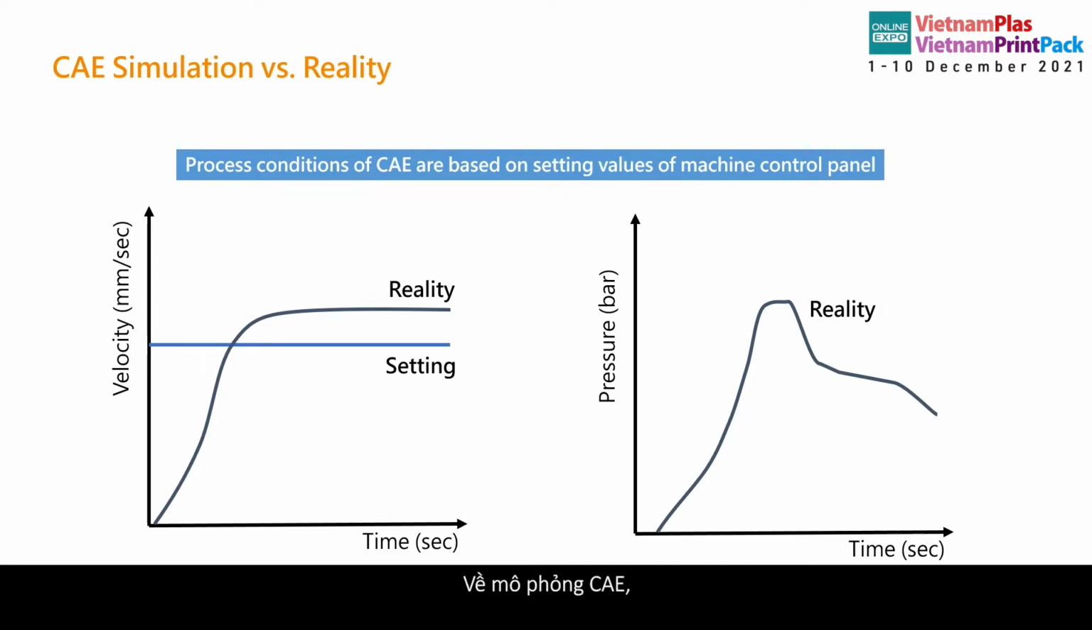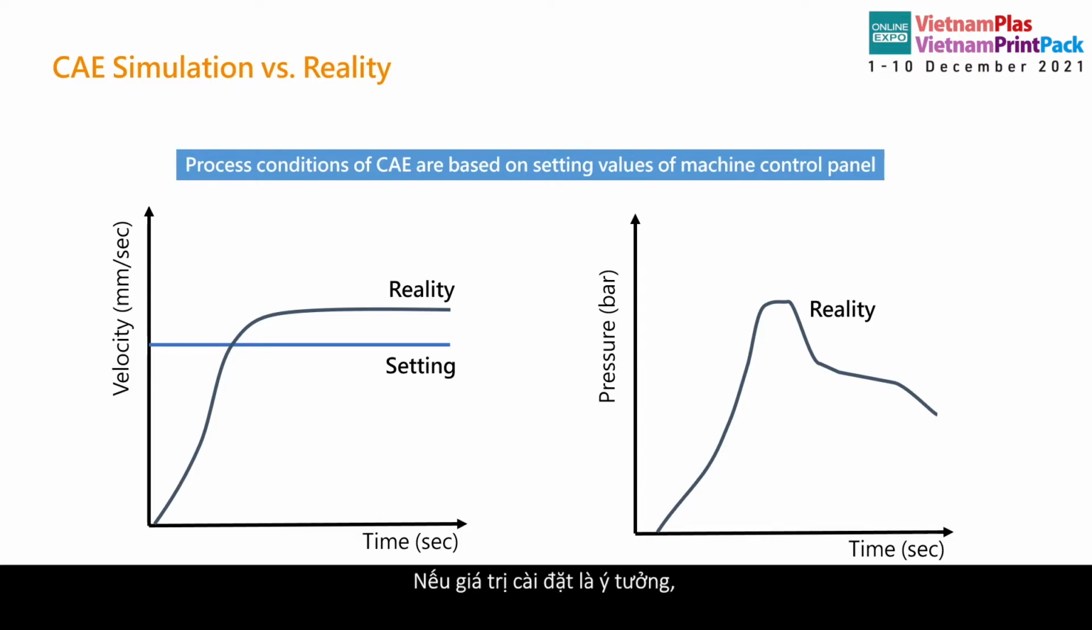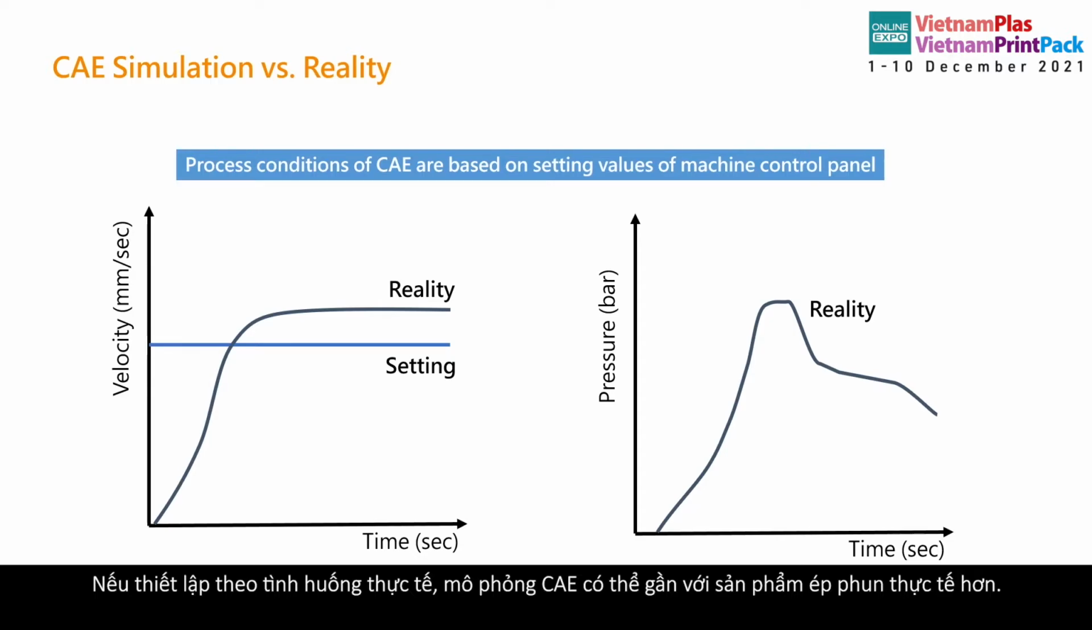Regarding CAE simulation, how big is the difference between simulation and real molding response? Basically, process conditions of CAE are based on the setting values of the machine control panel. If the setting value is ideal, the CAE simulation result will be ideal. If the setting follows the practical situation, the CAE simulation might be closer to the real shot.